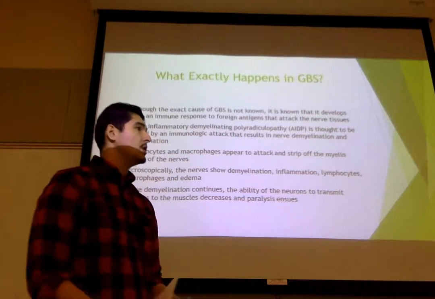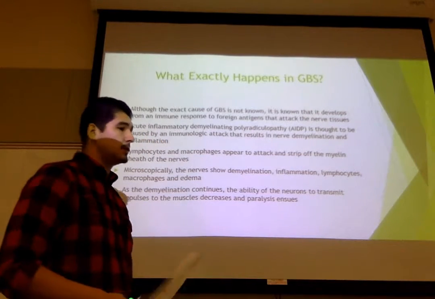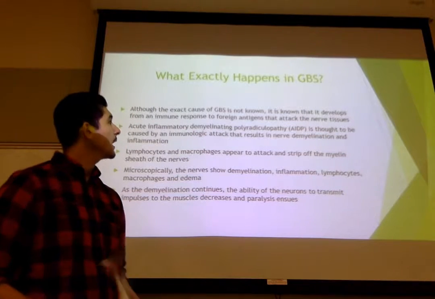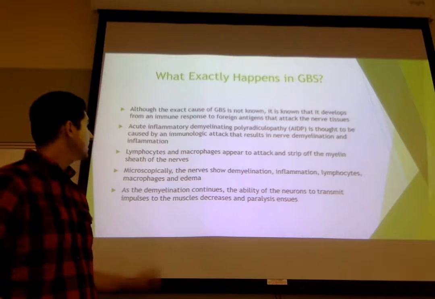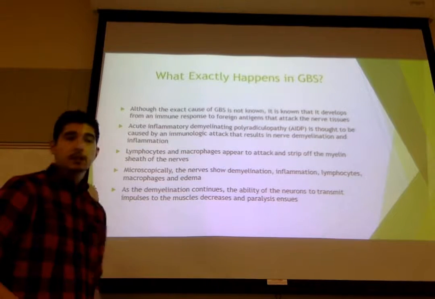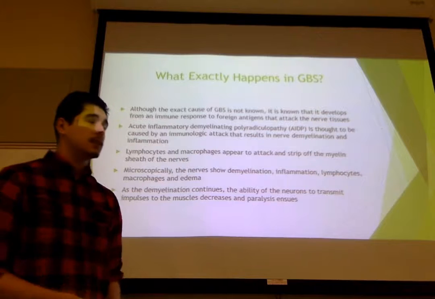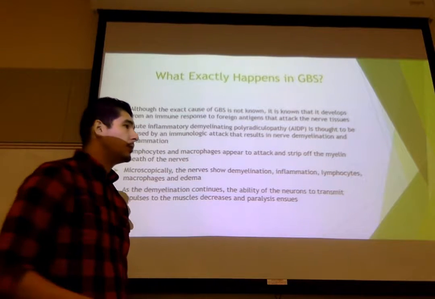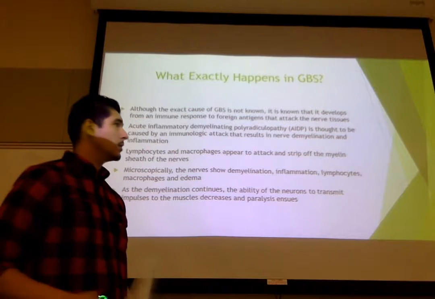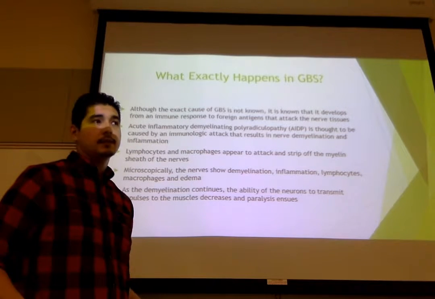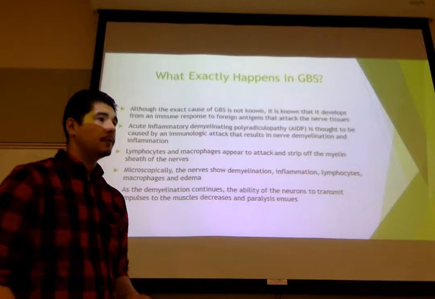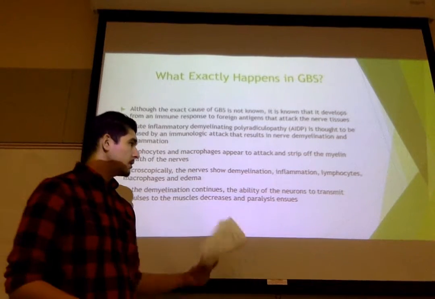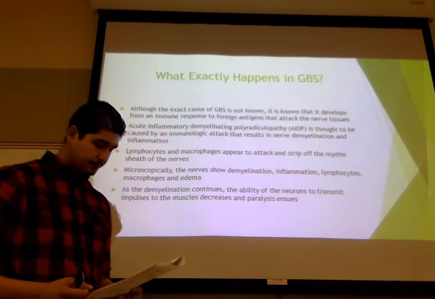The myelin sheath is what conducts those nerve impulses to our muscles and our reflexes. What happens with Guillain-Barre syndrome is the lymphocytes and macrophages attack that myelin sheath and start stripping it off. So when you get a nerve impulse, it's not conducting as fast, or maybe it's not even reaching the muscle fiber. So that's why you start losing the ability to move your muscles, eventually leading to paralysis.